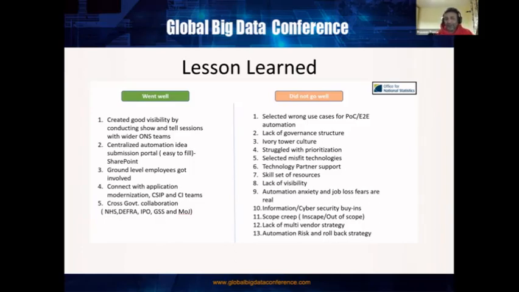Because we were at the stage where we wanted to please everyone, especially senior stakeholders. We managed to be successful in that, but the benefit or the impact which we created on the ground was very little, or almost, I would say, not meaningful. So that was the lesson learned.